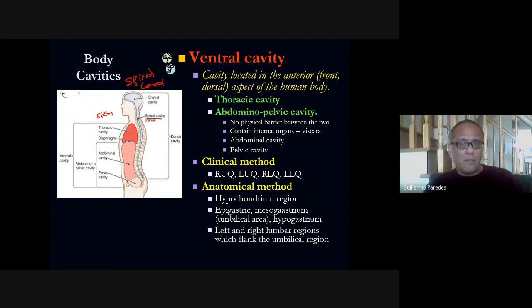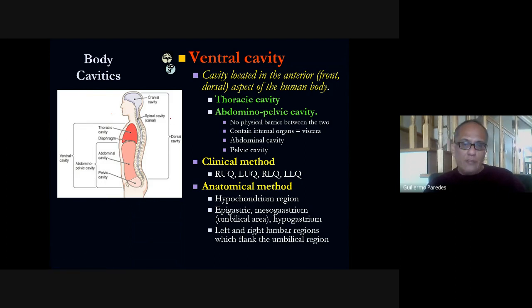Then we have the ventral cavity. The ventral cavity is the anterior portion of the body: the thoracic cavity and the abdominal pelvic area. I didn't say abdominal area only. I said abdominal pelvic cavity. So that is what you need to remember. The ventral cavity is divided into thoracic and abdominal pelvic cavity. The abdominal pelvic cavity is then subdivided into abdominal and pelvic cavity. Okay?